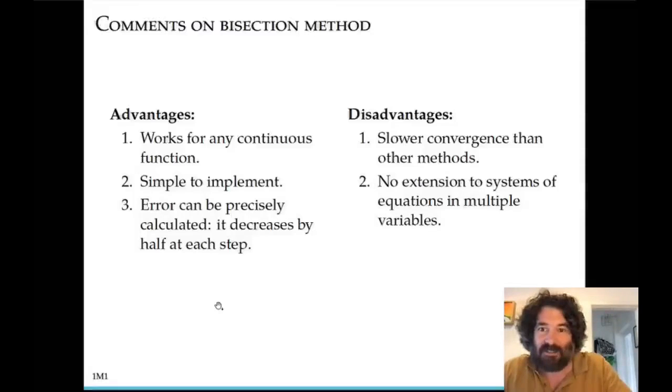The disadvantage is that it's quite slow to converge compared to other methods. The second method we're going to look at is the Newton-Raphson method, which I'm going to cover in a minute. And the bisection method is much slower than the Newton-Raphson method, as we'll demonstrate.